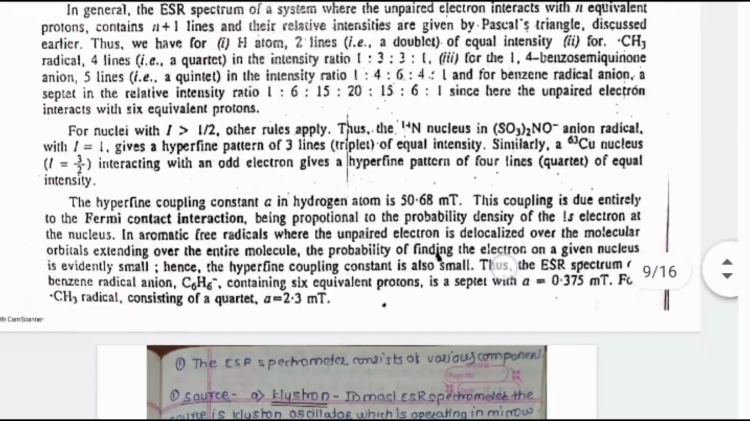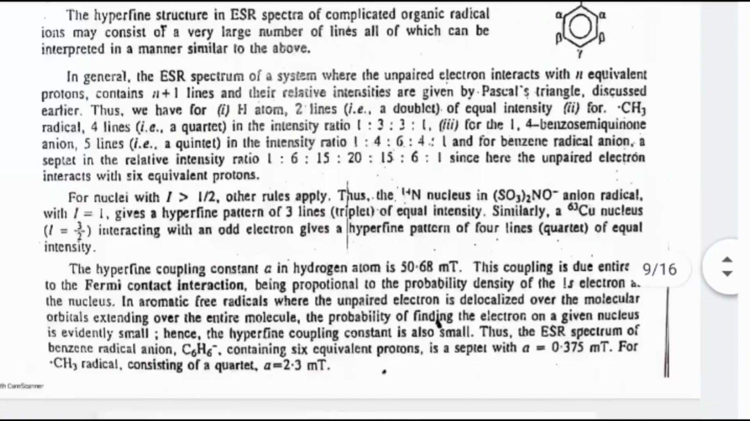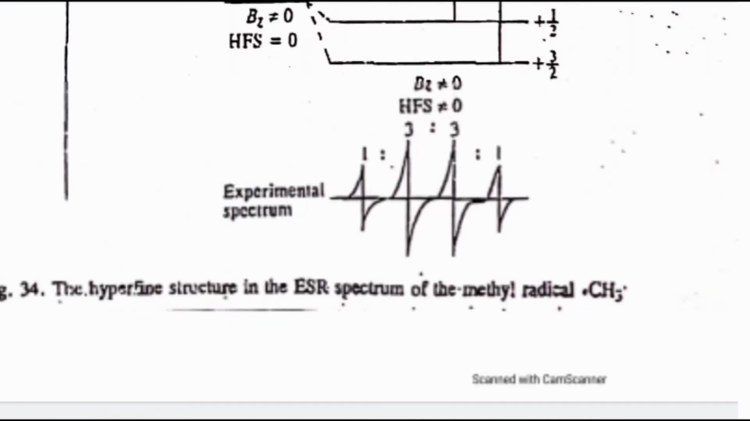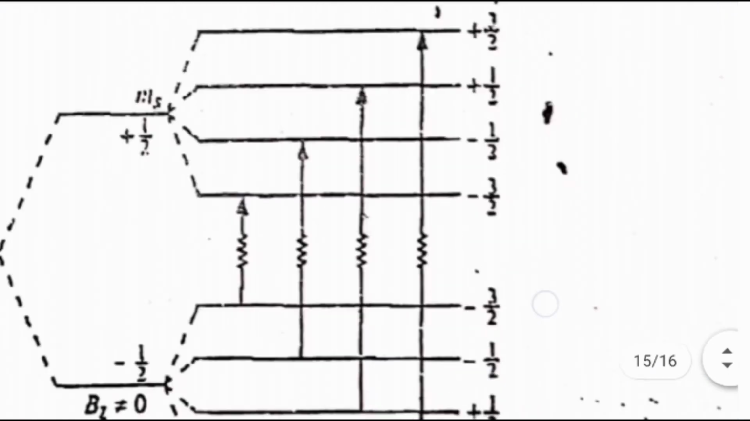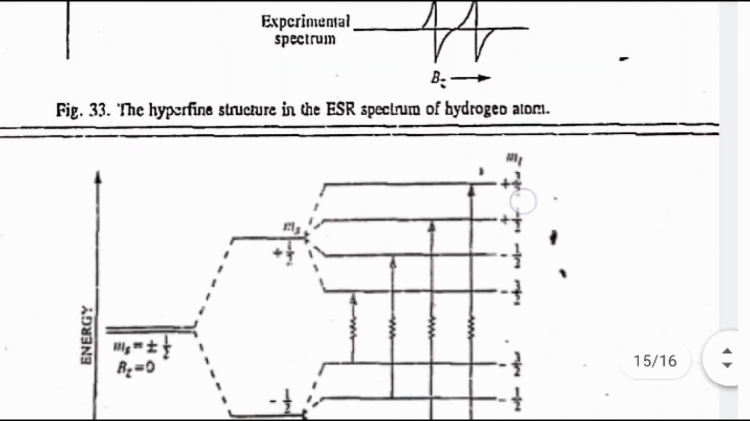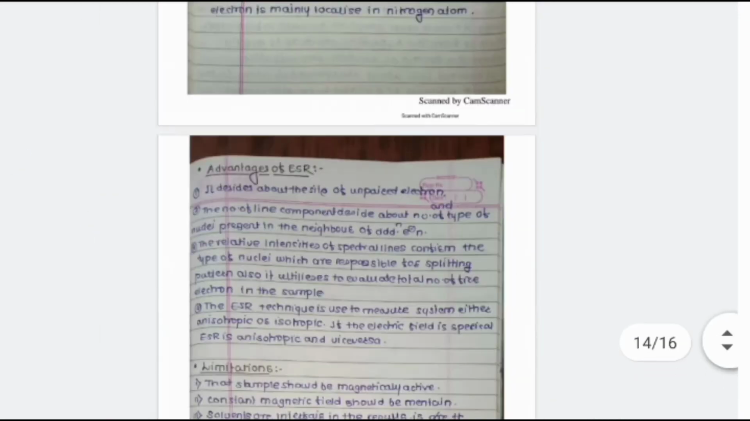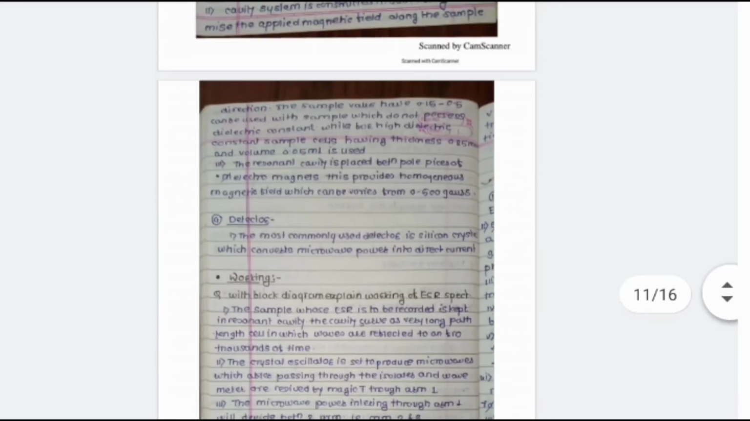So the coupling constant is nothing but how much gap there is between two lines. This gap between two lines is the splitting constant, and if the gap is the same, we can say that all the protons are of the same nature, and if the gap is different, we can predict the nature of each proton by knowing the gap of two peaks. So that is the overall hyperfine splitting.